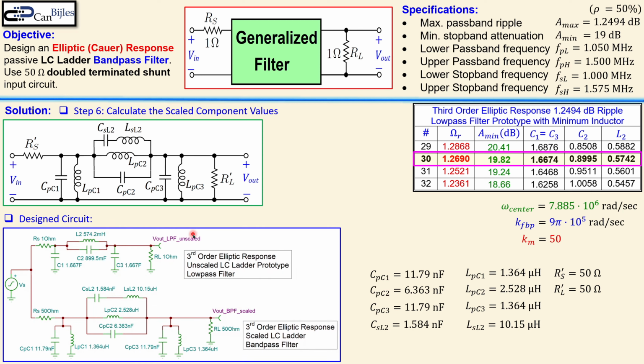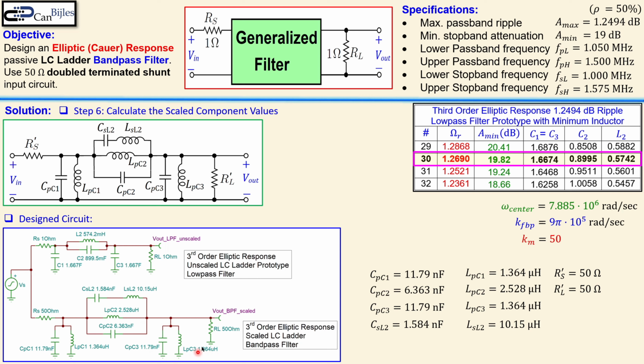The first one is our prototype circuit, which is our prototype low-pass filter circuit. You see the C1, C2 from the table, and also C2 and L2, again from the table. You also see below the scaled up final bandpass filter circuit, and also the values here. So you see the 11.79 here, also 11.79 there, 1.364 microhenries. That's actually here.